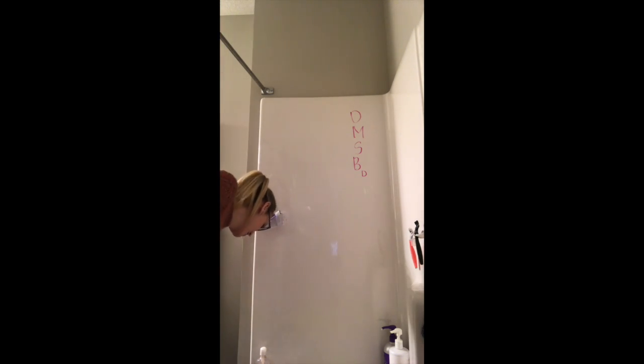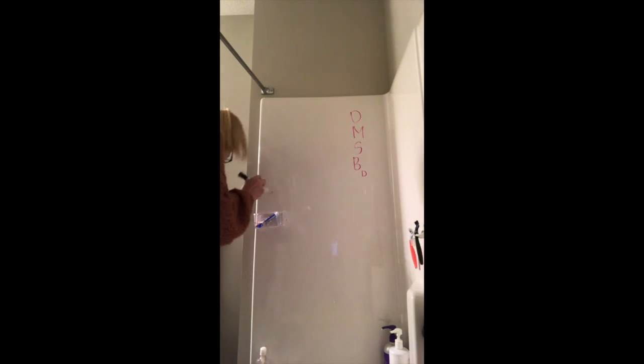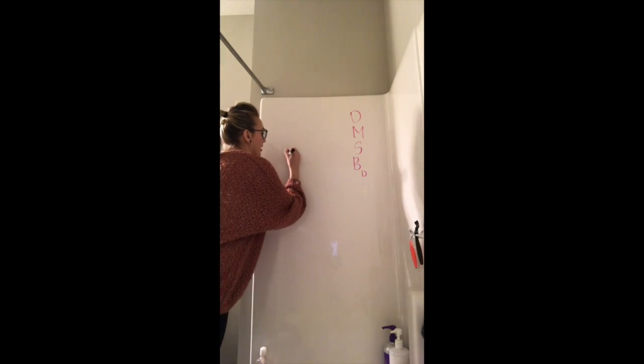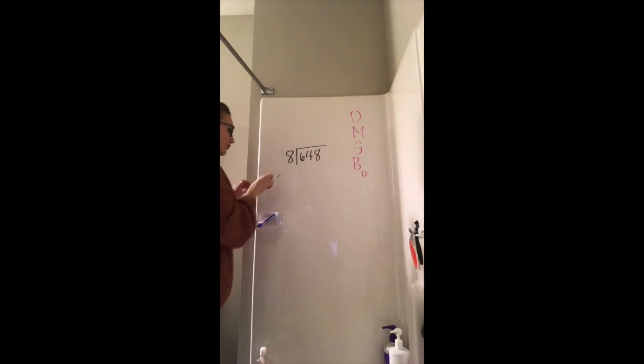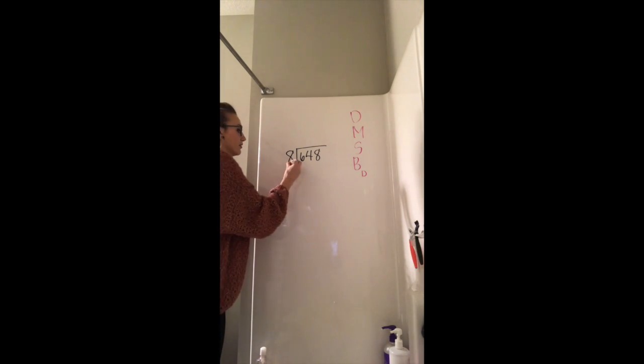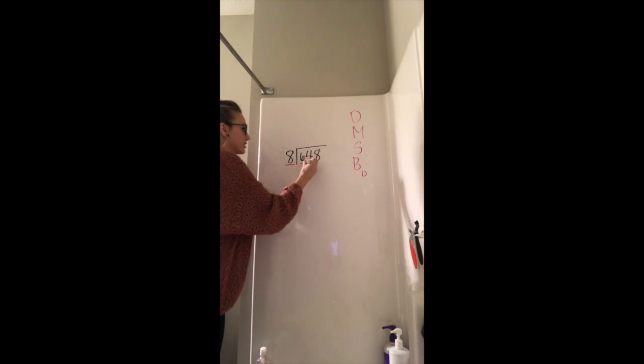Okay, let's continue. We got 2 problems left, and then I think you guys can try to do the last 5 on your own. So, our next problem is 800 divided by 648. So if we're looking at our 8, and then we look at our 6, we know 6 is too small, so we got to look at it as a pair. We got to look at 64.